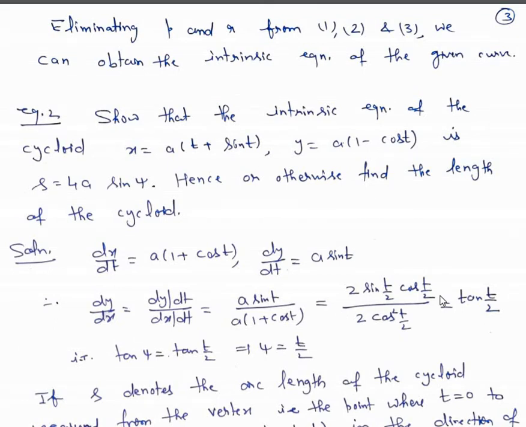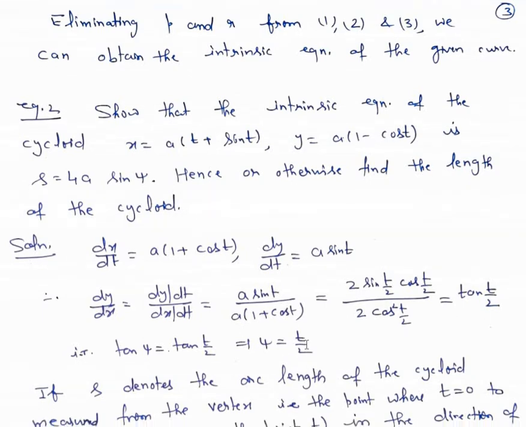Sin t is 2 sin t by 2 cos t by 2, and 1 plus cos t is 2 cos square t by 2. So therefore this comes out to be tan t by 2. Because dy upon dx is tan psi, tan psi is tan t by 2, that means psi is equal to t by 2. We shall make use of this relation later on.